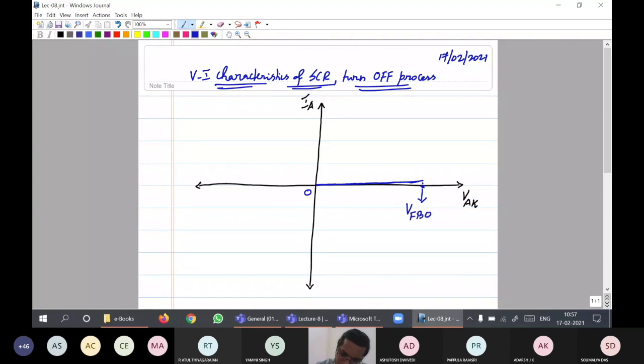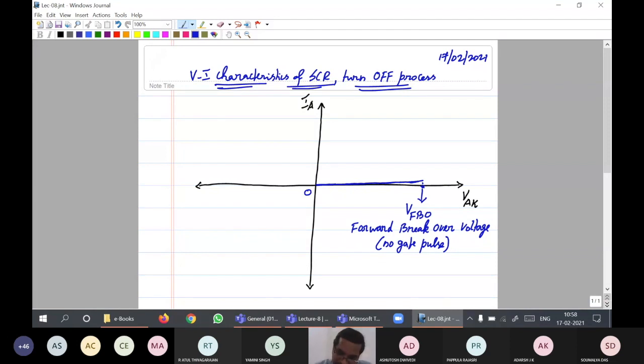Now that voltage is called VFBO. This means forward break over voltage. So the SCR is able to block a particular magnitude of forward voltage without applying any gate pulse. That will be the maximum forward blocking voltage capability. In fact, you can name this as VFBO suffix max or suffix m. You can understand it that way: the maximum forward voltage which the SCR can block.